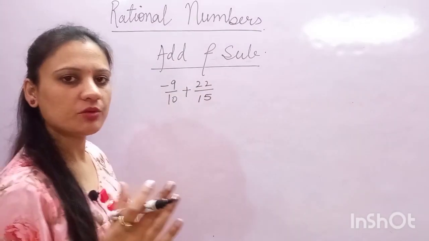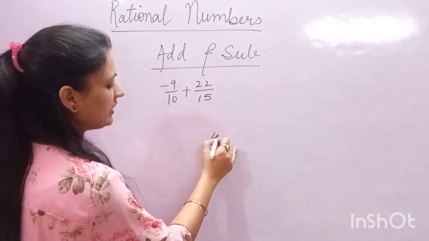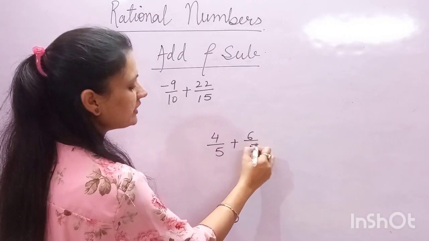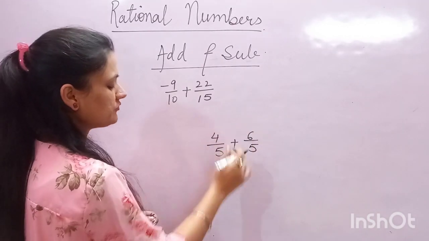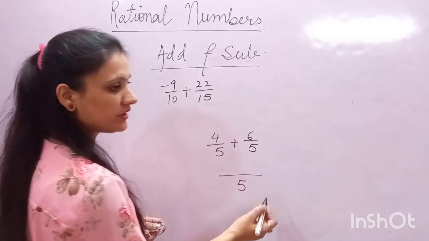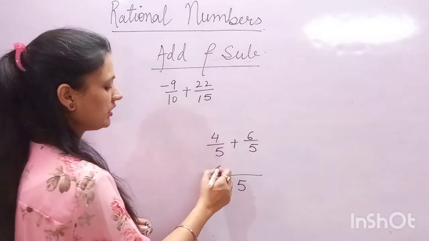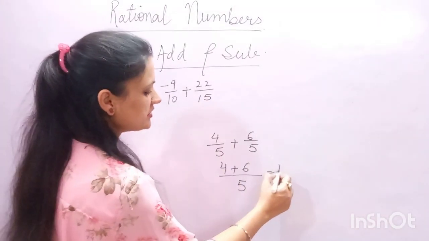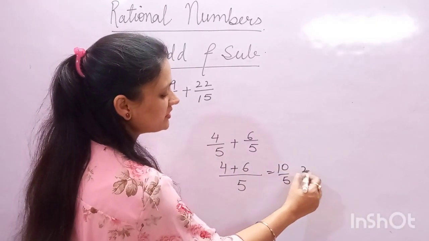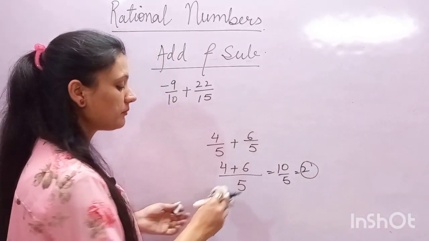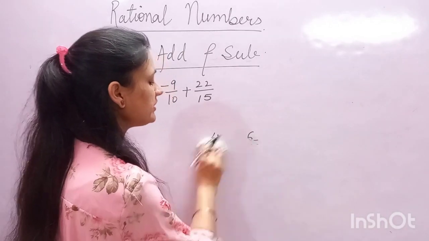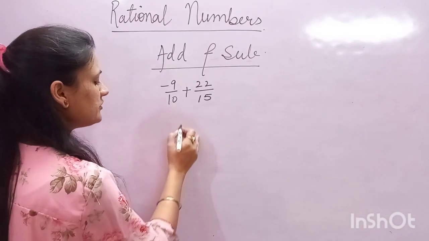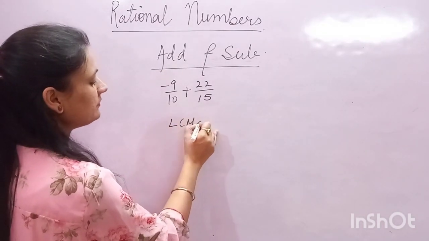See, when the denominators are the same, for example if I am adding 4 by 5 and 6 by 5, then in this case it is simple. You have to just write down, no need to take the LCM because the LCM will be 5. Here 4 plus 6, right? It will be 10 by 5, or we can say it is 2, right? But here you can see the denominators are different. So in this case, what you do, you first take the LCM, right?